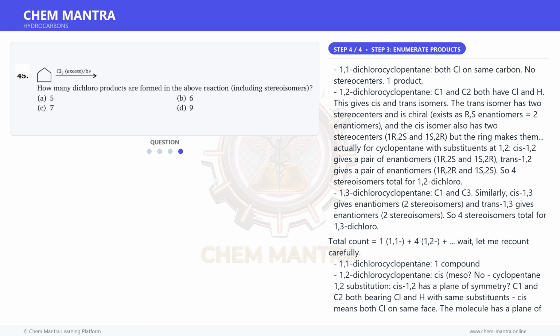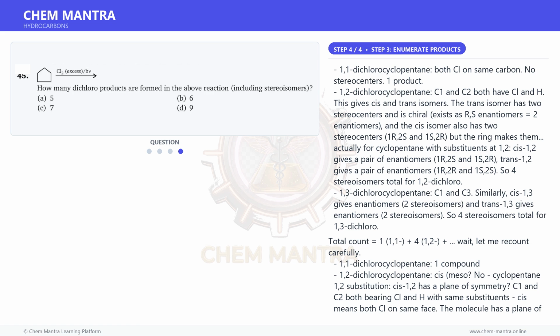1,3-dichlorocyclopentane, C1 and C3. Similarly, cis 1,3 gives enantiomers, two stereoisomers, and trans 1,3 gives enantiomers, two stereoisomers. So 4 stereoisomers total for 1,3-dichloro. Total count is equal to 1, plus 4, plus 4. Wait, let me recount carefully.